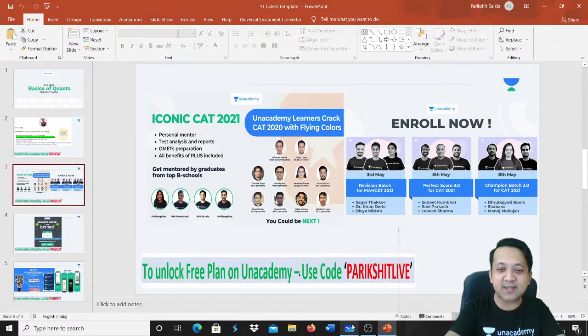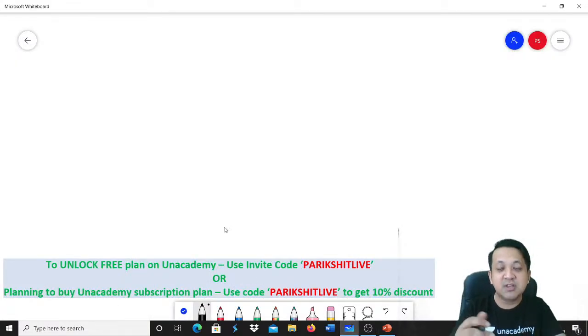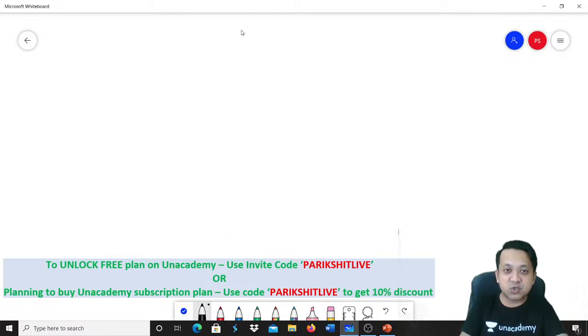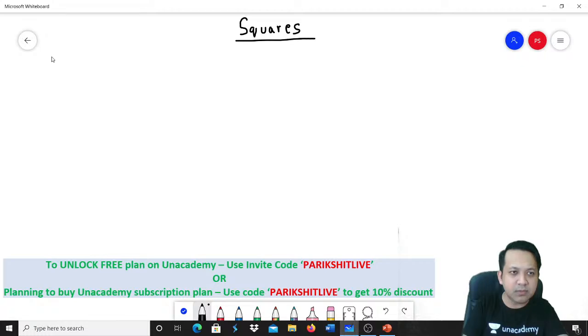In today's session, I'm going to show you speed maths techniques for squares. For some of you who saw my live session yesterday, remember this is where we stopped: how to find out squares of numbers. Let's quickly revise.